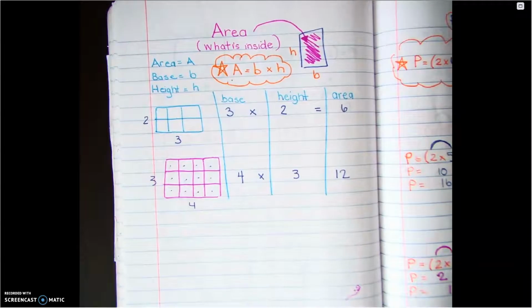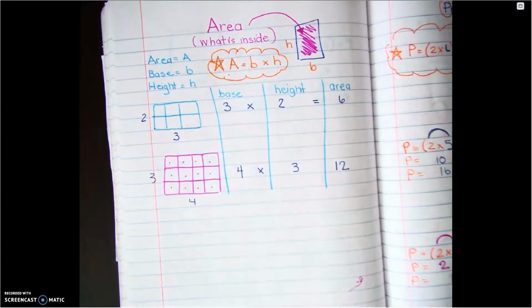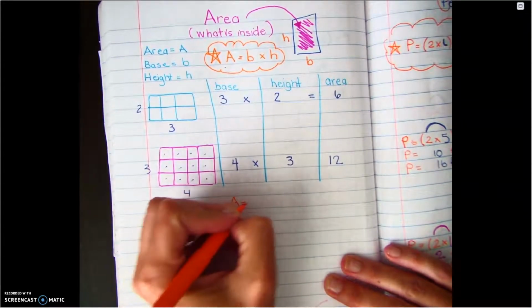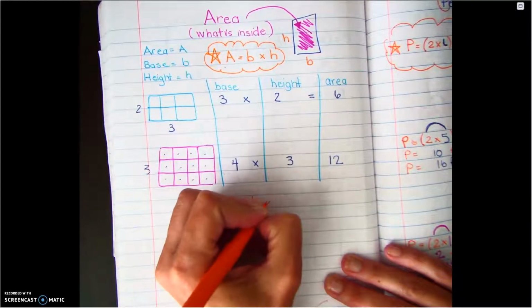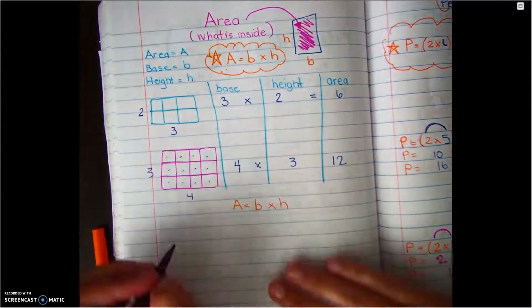All right, so now we're going to do some without the pictures. We're going to just do it with the formula. So I'm going to go ahead and write the formula again right here, because the more I write it, the more I'm going to remember. Area is the base times the height. All right, so here is my formula.